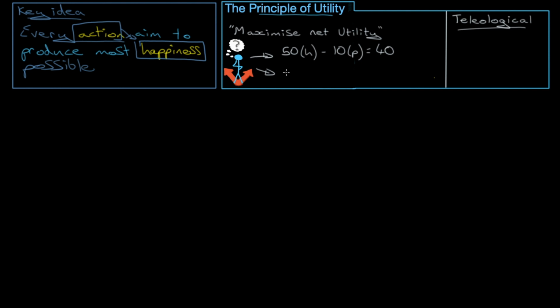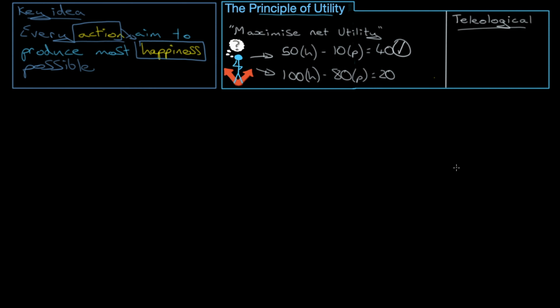The other option would maybe produce 100 happiness, so loads and loads of happiness. But of course the pain is maybe extreme. Maybe the result is also 80 pain. So the result would be 20 utility. So this one would be the correct one to perform. Maximizing utility is about choosing the action that produces the most amount of happiness.